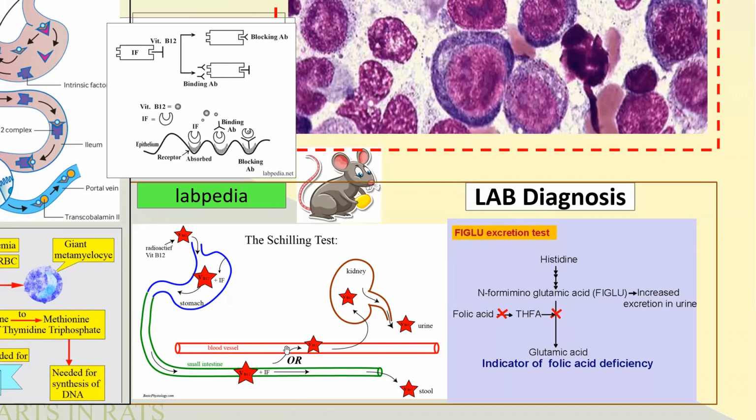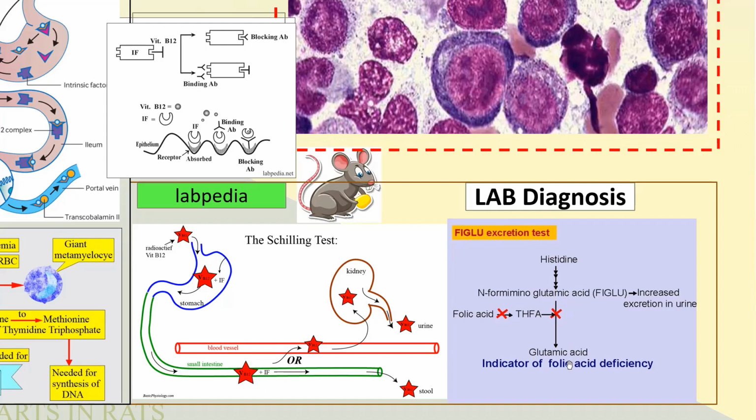On the contrary, if there is going to be a deficiency in the body stores, all the radio labeled B12 also will be absorbed and these will be excreted by the kidney. So this is the basic principle that you people should observe, and you will have to write it in your examination. The counterpart is the folic acid, and the test is the FIGLU excretion test, formiminoglutamic acid.